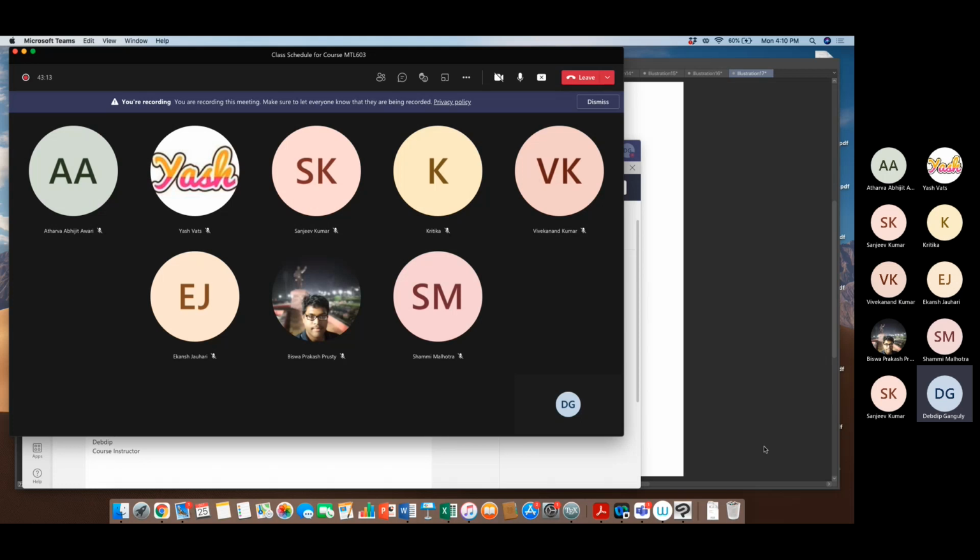So what is Rolle's theorem? Can anyone state it? Yash, Kritika, what is Rolle's theorem?